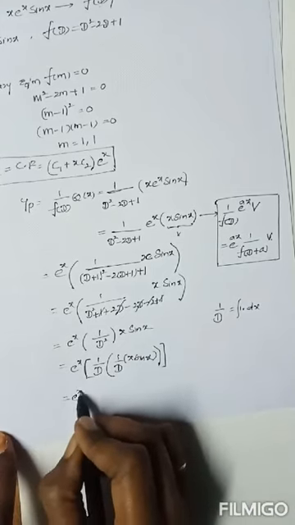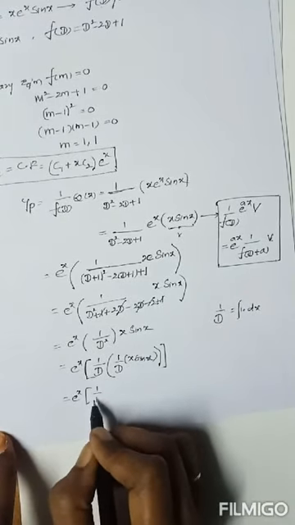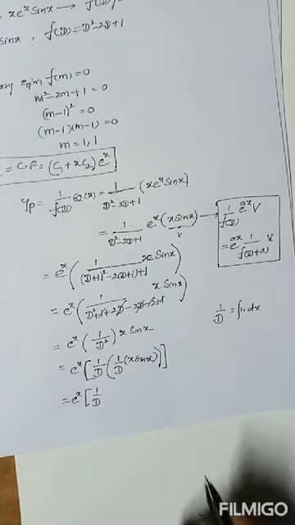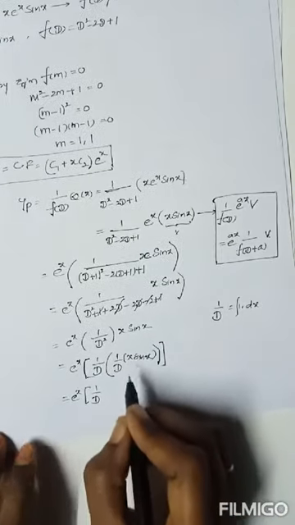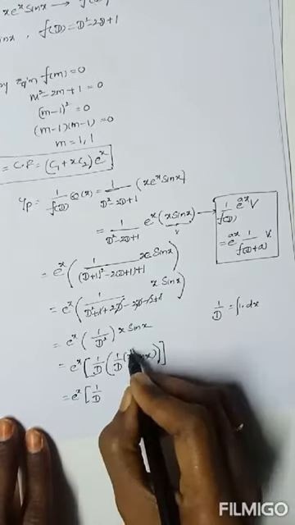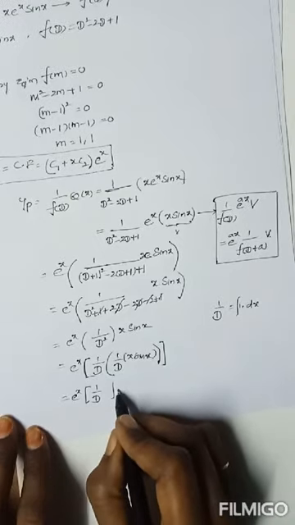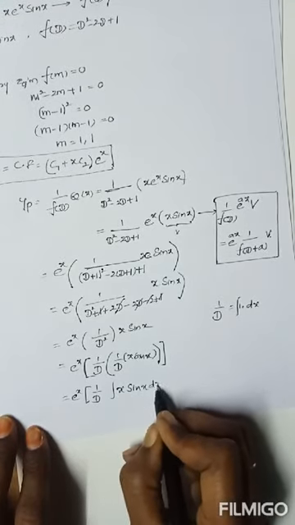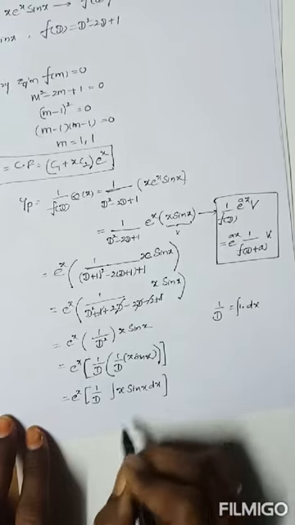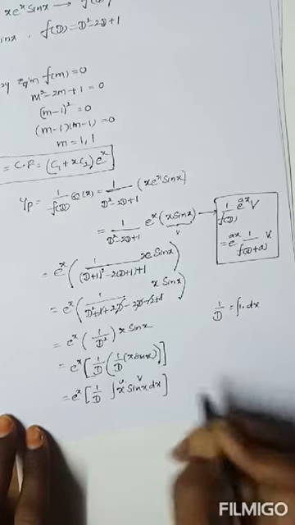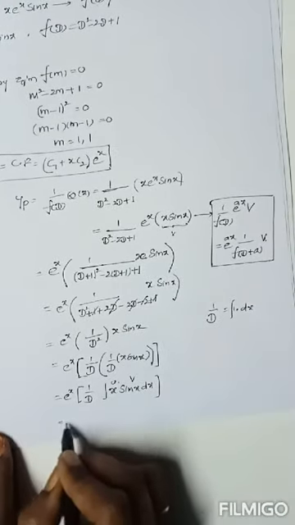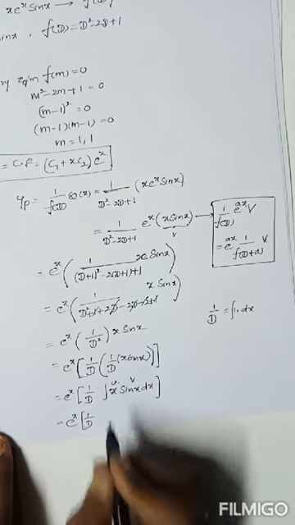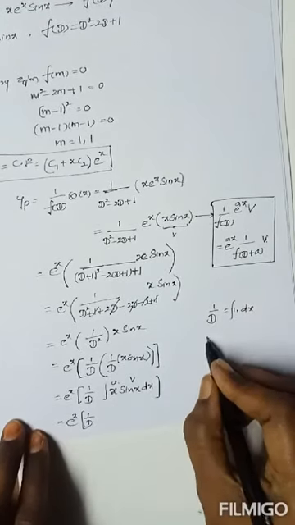Now e power x into 1 by d of the integral of x sin x. The integral of x sin x can be written using the u into v formula, integration of x sin x into dx.